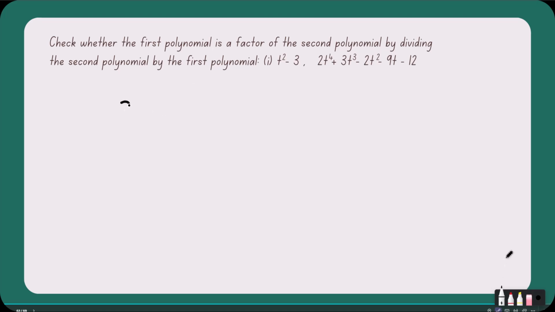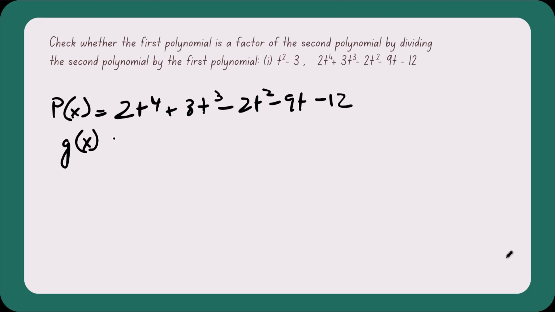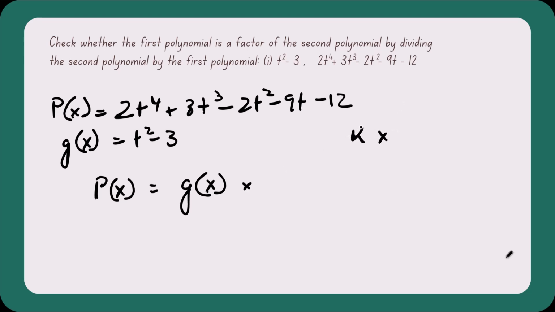Why? Because 2t raised to 4 plus 3t raised to 3 minus 2t square minus 9t minus 12 is equal to what? P of x. Okay. Now what is g of x? I can say g of x is t square minus 3, right? So I can write p of x is equal to g of x into, let's say, k of x. The quotient is k of x. Oh, q of x. Q of x is better, right? Quotient. So q of x.